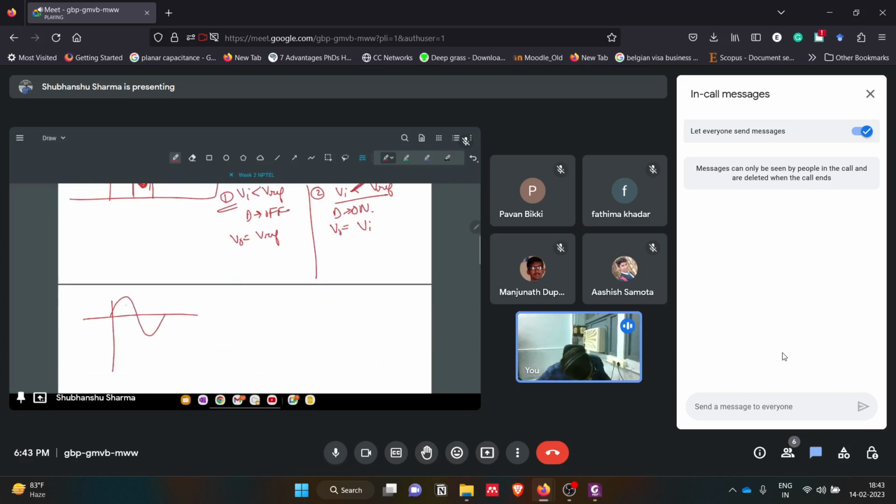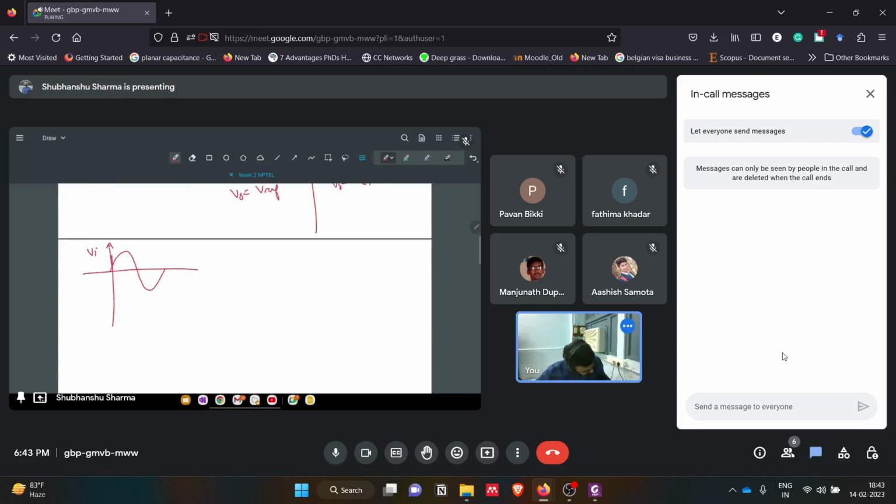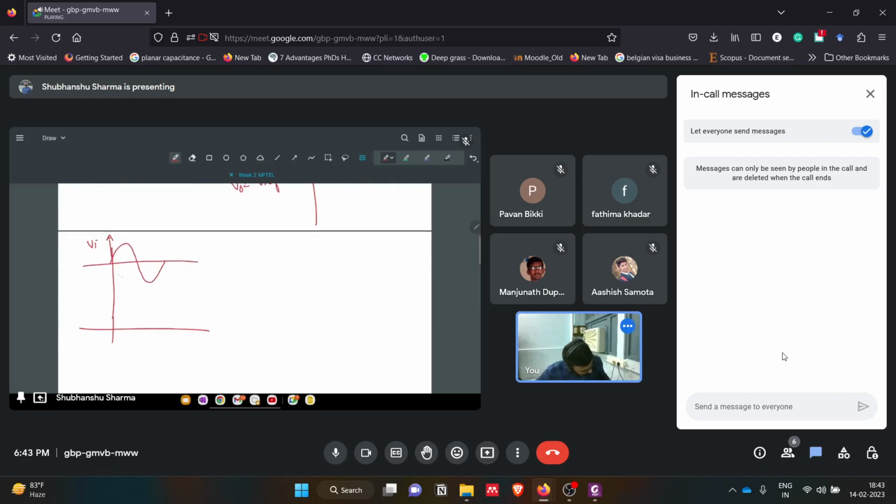This is the input voltage, V input. Let's say we have a positive reference. In negative clipping, we have a positive reference. So this is the positive reference, and it will clip off the negative part. You can remember it like this also: in a negative clipper we will clip the negative part. So in this part, what will happen?